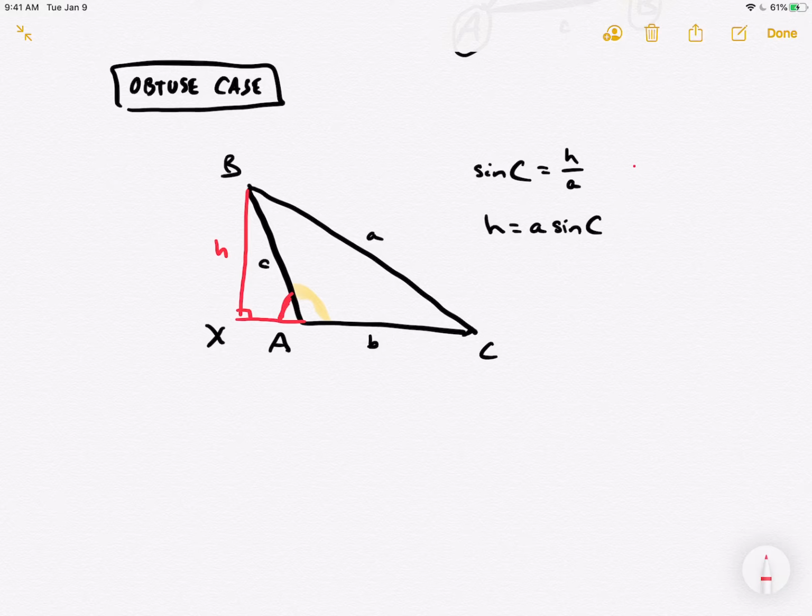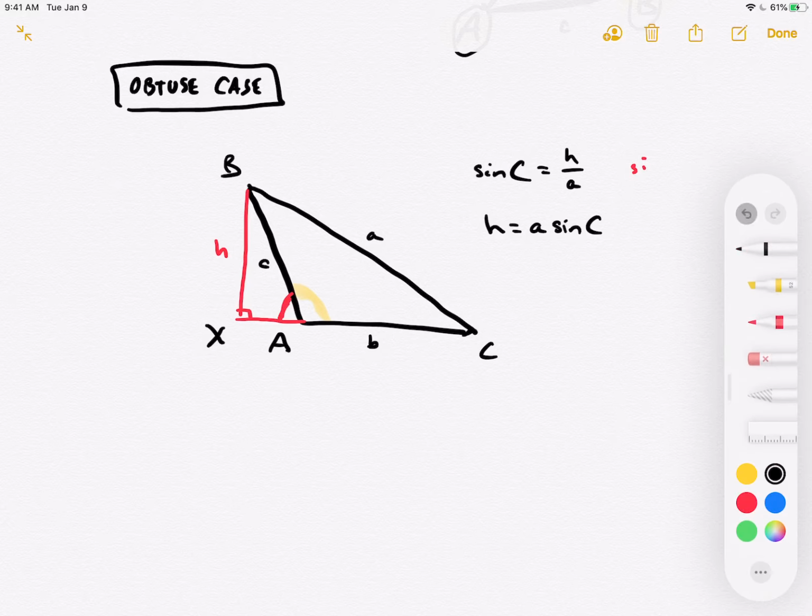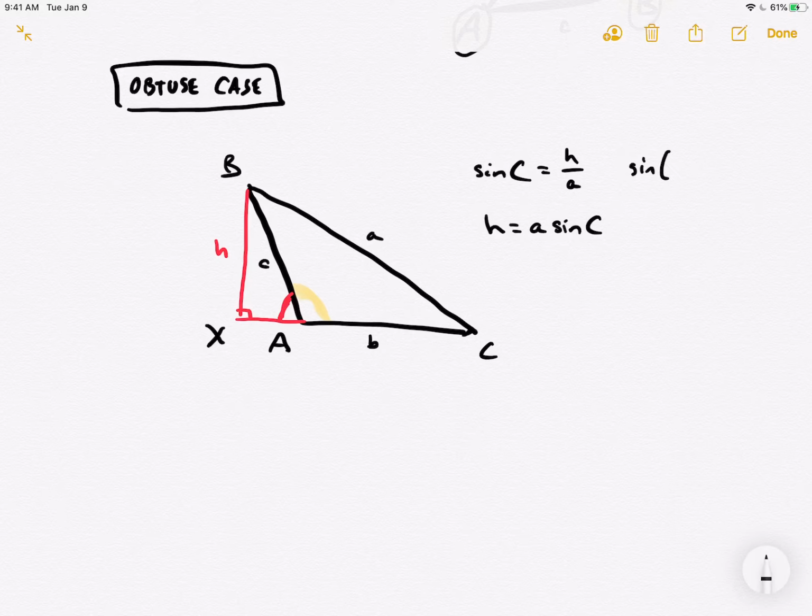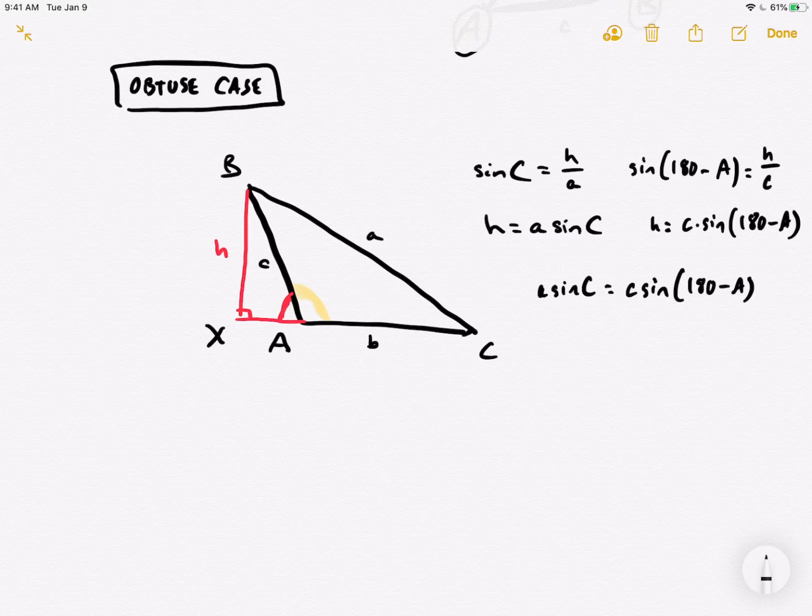So I can say that the sine of 180 minus A is equal to h over c, so that h is equal to c times sine of 180 minus A. And when I connect these two statements by eliminating the h, I get that a sine C is equal to c sine of 180 minus A. And when I write it as maybe a more natural proportion, it would look like this: sine of C over c equals sine of 180 minus A over a. Okay, so that's the obtuse case of the law of sines.